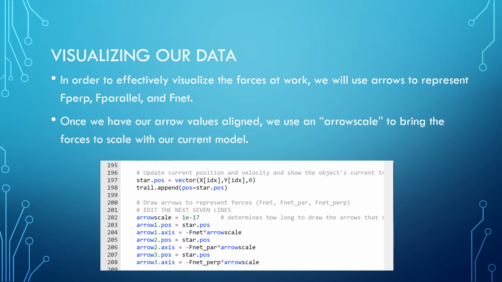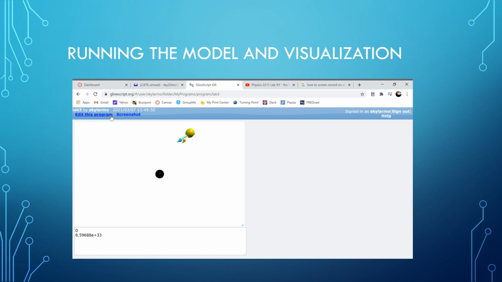So here we have our data visualization, which we will use arrows, and we set the arrow scale to 1 times 10 to the negative 17, which is approximately 1/3 of the mass of our star of the black hole. So here's a model. As we see, when the star gets closer to the black hole, the arrows grow larger, which is indicative of Newton's universal law of gravitation because it is an inverse square law.